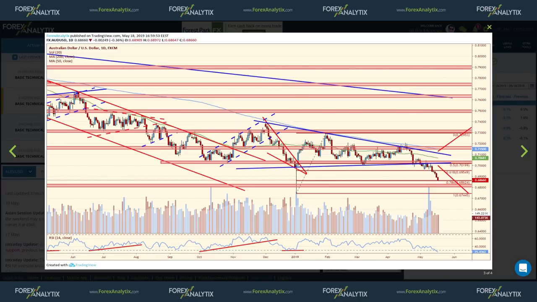Chances are the Aussie is going to get a little bit of a relief rally, but the fact of the matter is the RBA is expected to cut rates, and the market's starting to aggressively price that in. So any type of rally is probably going to find some sellers, unless the RBA governor suggests or leads us to believe something otherwise.